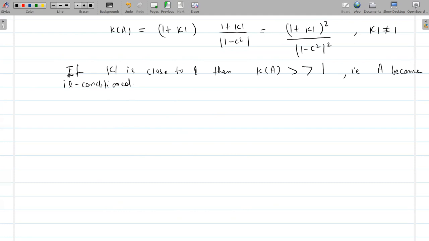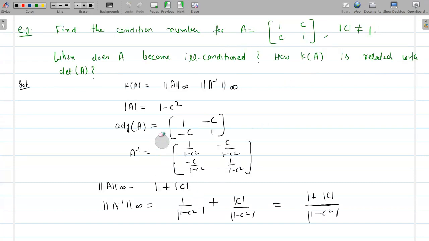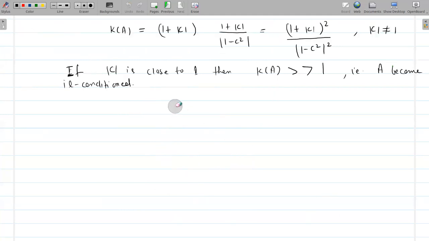And the second part is how it is related to the determinant. As I said, 1 minus c square, where does it come from? It comes from the determinant, 1 minus c square. So if the determinant is small, the condition number will be large. Okay, as I explained earlier, the condition number is inversely proportional to the determinant of A.